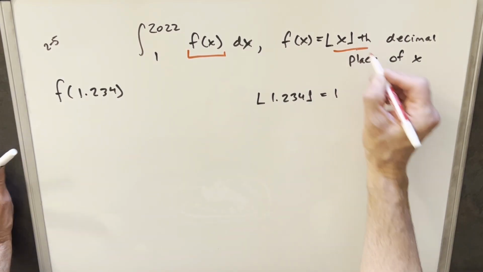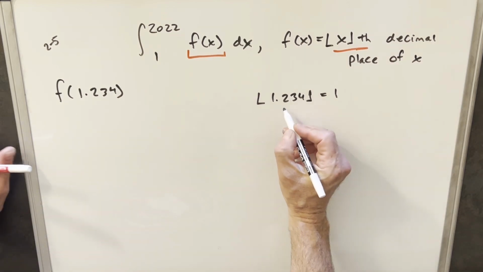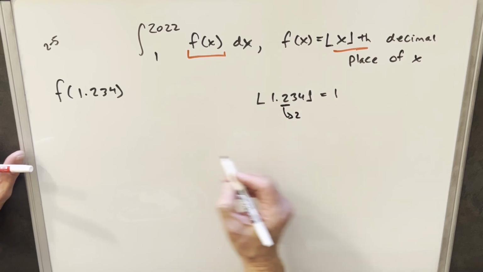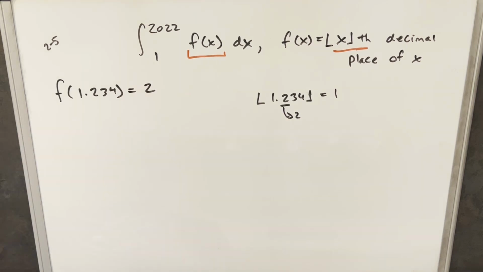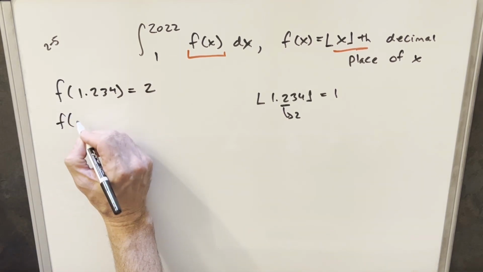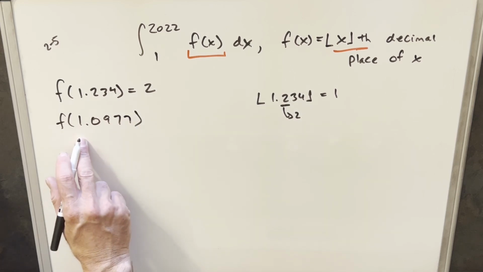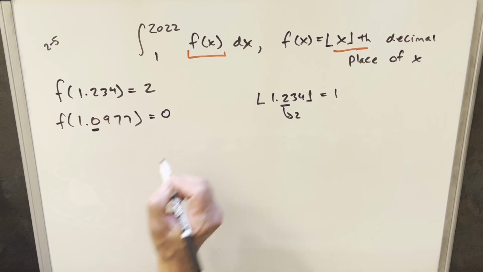Since we have a 1 here, we're saying we want the first decimal place of x. Well, the first decimal place of x is just this 2 right here. So for f of 1.234, we can evaluate this to 2. And then we could look at another example. Let's look at something like 1.0977. Again, the floor of this is going to be 1. It's telling us take the first decimal place, so this is going to return a 0.